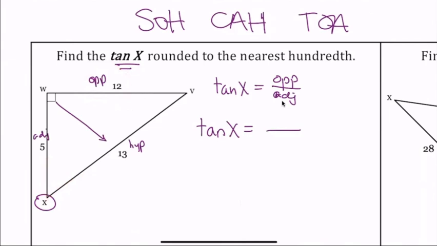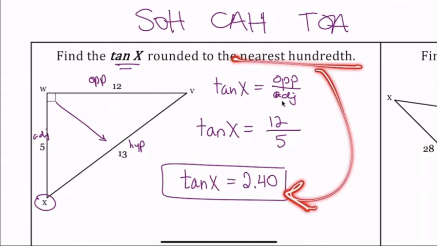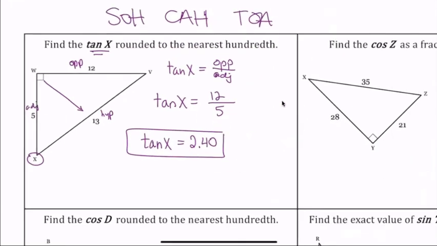Let's go ahead and write what we got. So we got opposite, which is 12, over adjacent, which is 5. Normally this would be our answer because it's a fully simplified fraction, but this says round to the nearest hundredth. So I will type this in the calculator. And the calculator tells me 2.4. I'm going to put 2.40 because it did ask for a hundredths place. I didn't have one because that was exactly 2.4. So that's how you do it.